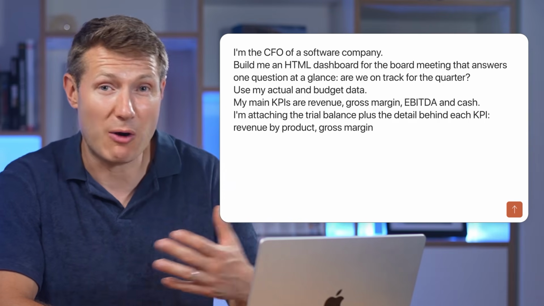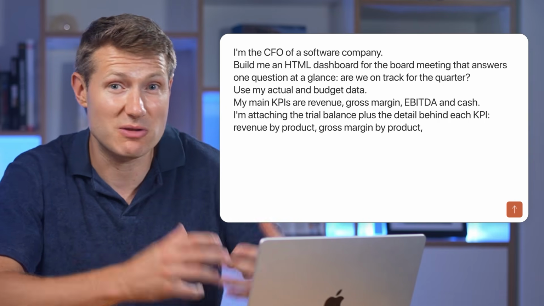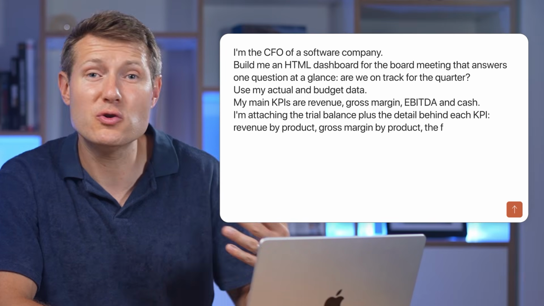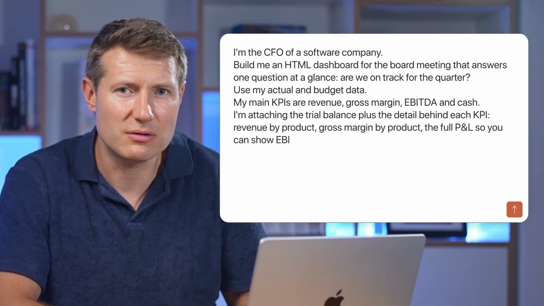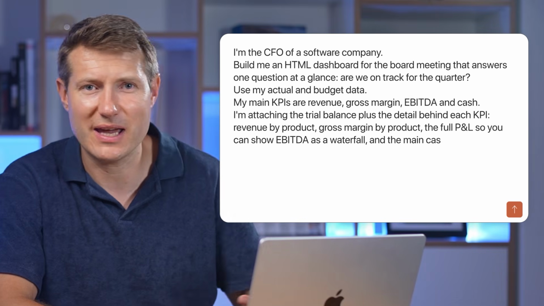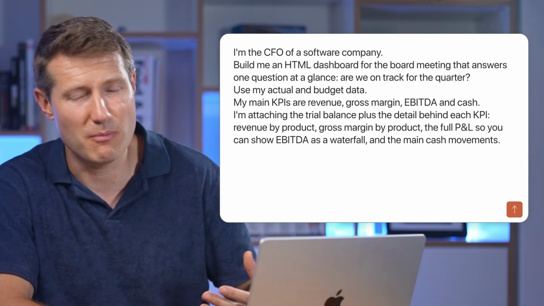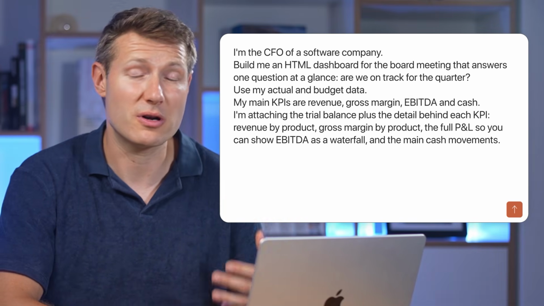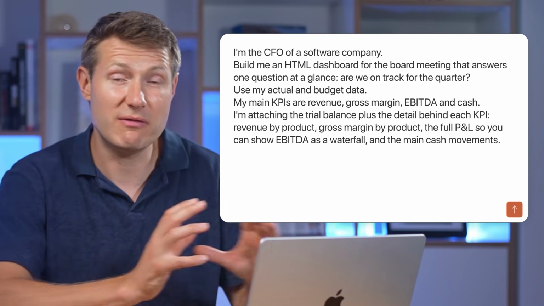For the gross margin, I will also have the same details, the gross margin by product. For the EBITDA, I will use the P&L to be able to explain the EBITDA, with a waterfall chart. And for the cash, the same, what are the big cash movements. So like this, I can explain to the board what is happening. So it's very important you give that as details.